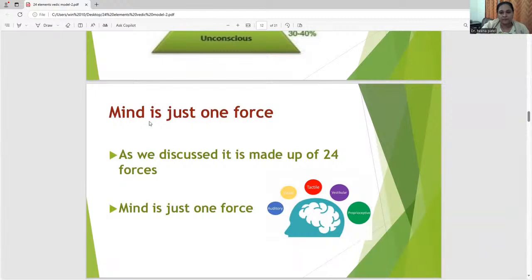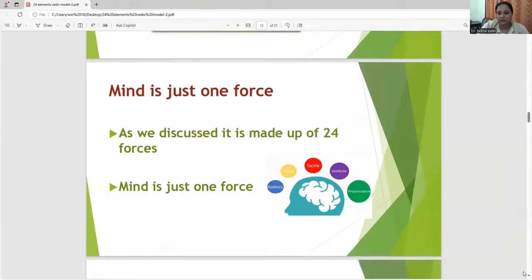As we have discussed in the 24 elements, mind is just one kind of force. In psychology, we just work on the mind, but in the 24 elements, we are working on 24 forces basically. So you need to clear all these 24 forces. If you are having any health issues, behavioral issues, sensory issues, we need to find it out and clear each and every force. Then and only then will your mind become clear. Then your cognitive development will enhance, and you will understand basically who you really are.